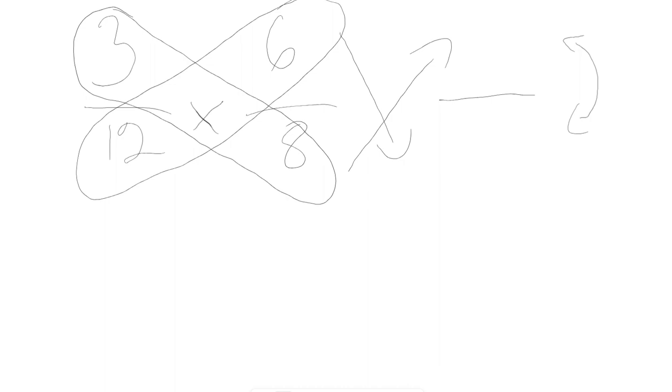talking about. 3 times 8 is 24. 12 times 6. 12 times 6 is 72. Now, because you multiplied this, it's going to be right here, you would flip this, which means that the actual correct answer for multiplication would be 72 over 24.